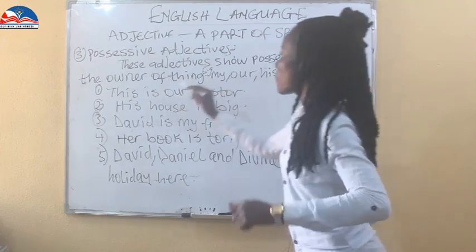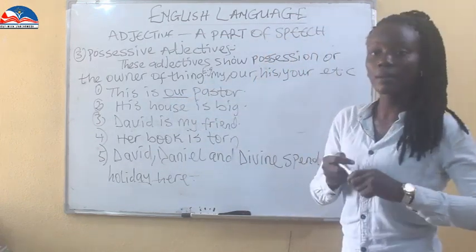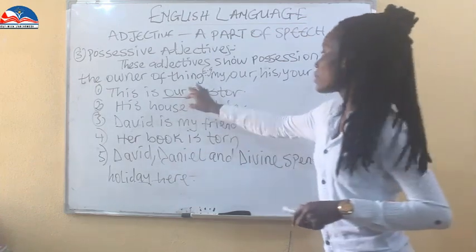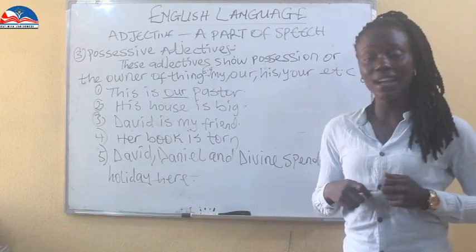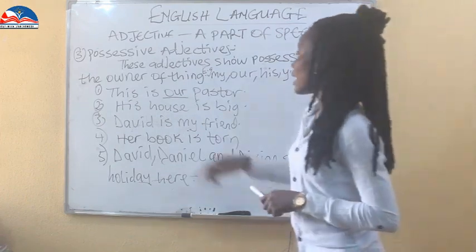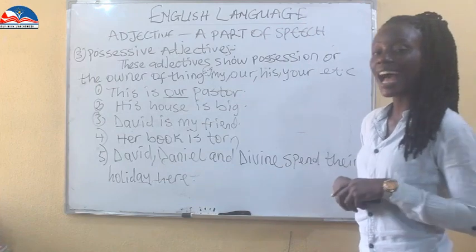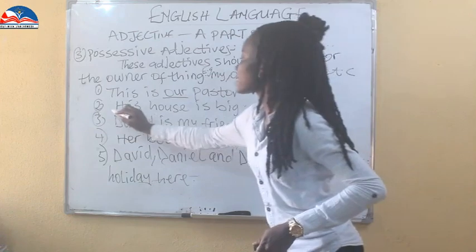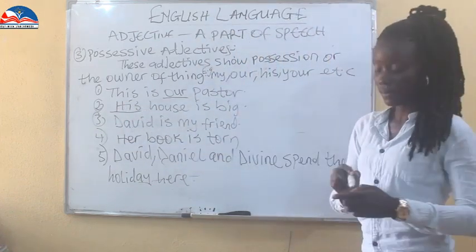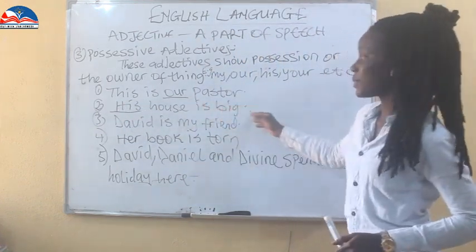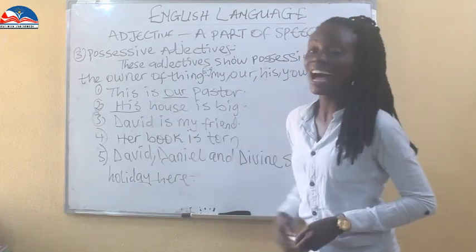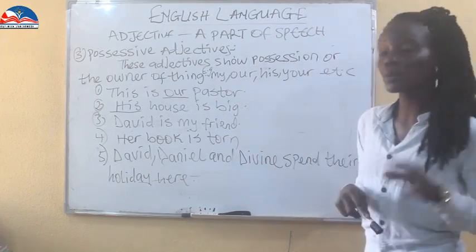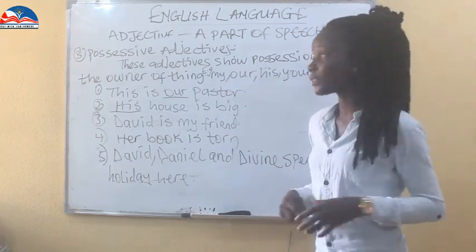Showing possession. It's talking about your own pastor. This is our pastor. Our is what? Possessive adjective showing possession. His house is big. What is the possessive adjective we have? His. Whose house are we talking about? His house is big, showing possession or owner of thing. Possessive adjective shows possession or an owner of thing.